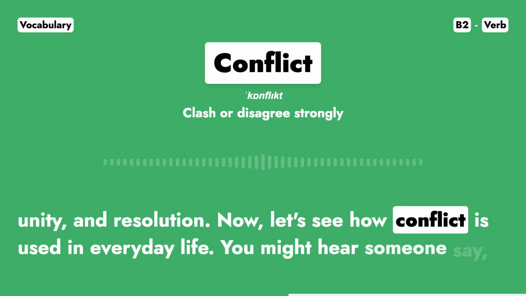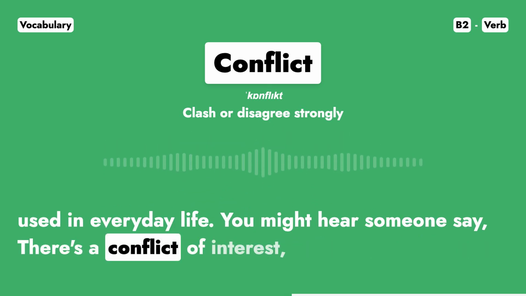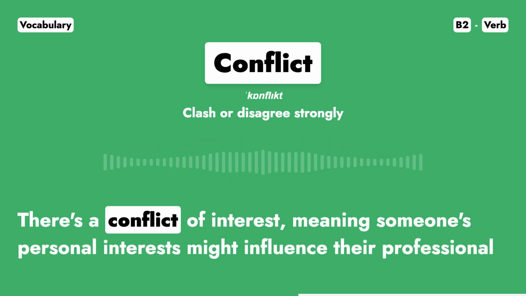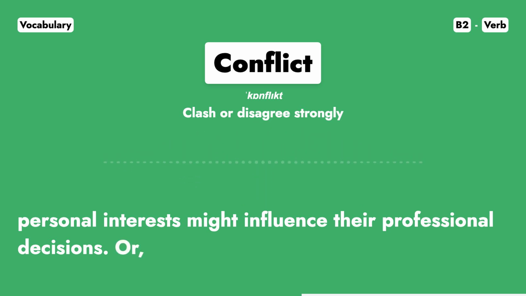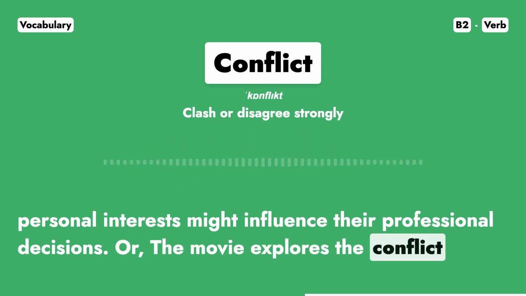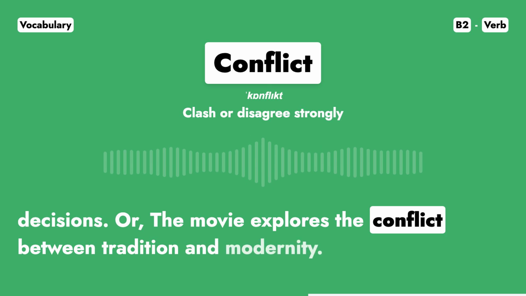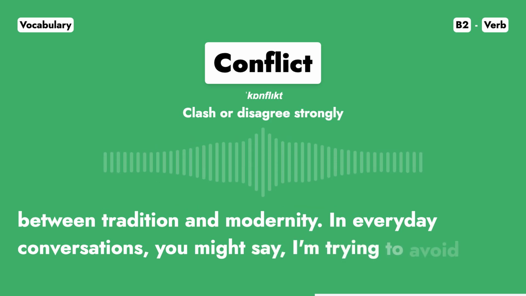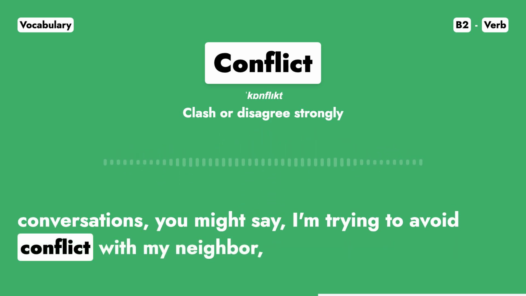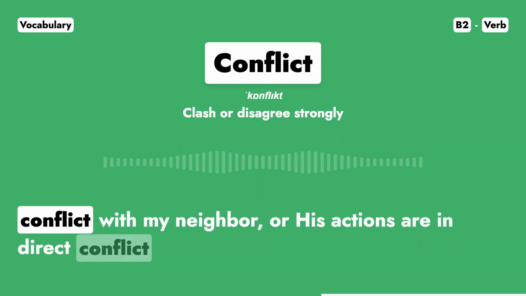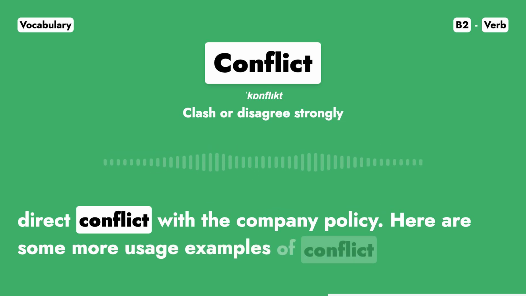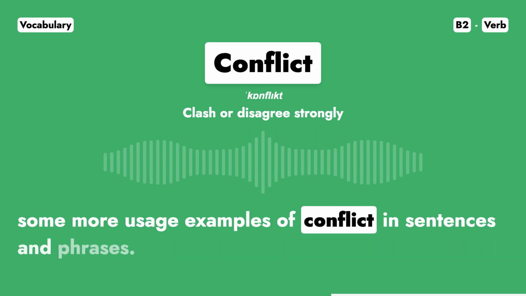Now, let's see how conflict is used in everyday life. You might hear someone say, there's a conflict of interest, meaning someone's personal interests might influence their professional decisions. Or, the movie explores the conflict between tradition and modernity. In everyday conversations, you might say, I'm trying to avoid conflict with my neighbor, or his actions are in direct conflict with a company policy. Here are some more usage examples of conflict in sentences and phrases.